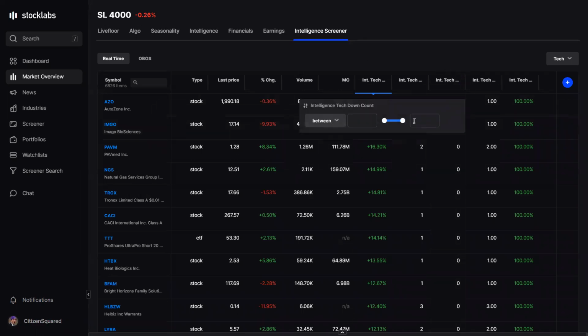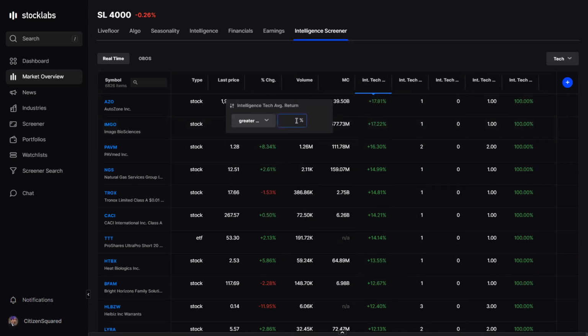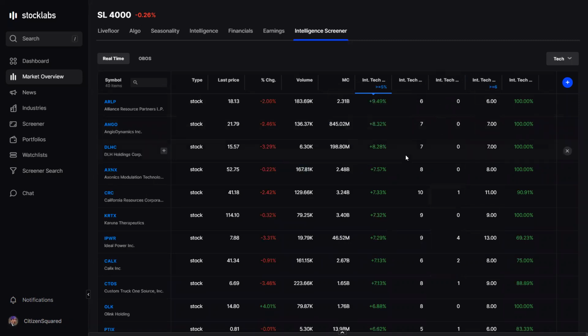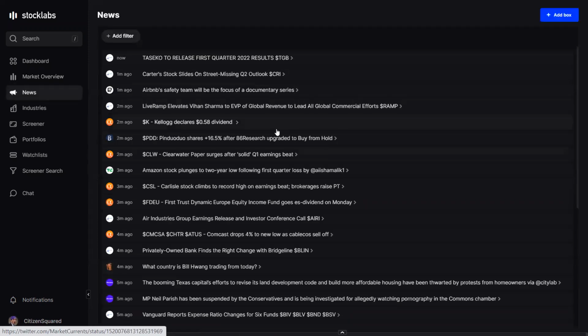And I can adjust the returns. So say I only want stocks that have returned over 5%. And I want more than 6 total data points. Okay, so this would be the list. This intelligence screener exists here, but the more robust screener is on the screener page, which I'll talk about once I get there. News, this is the news feed.